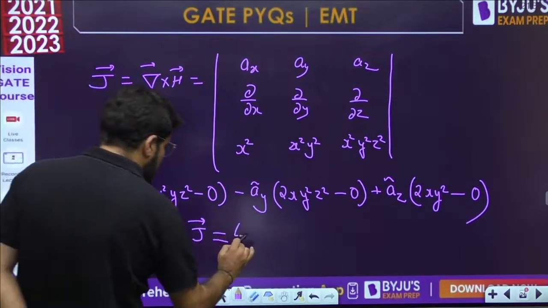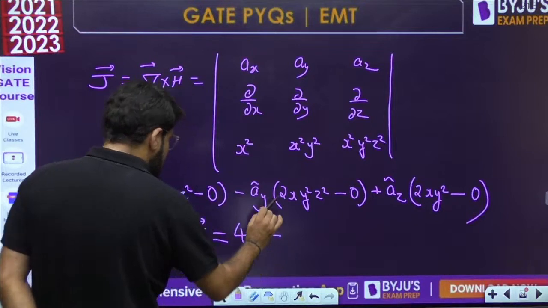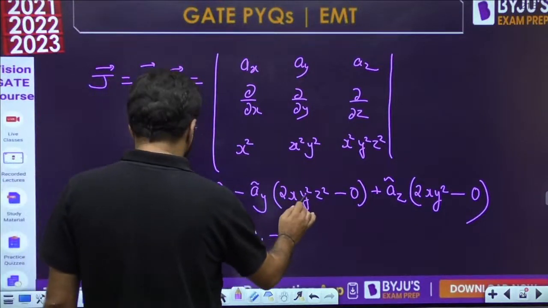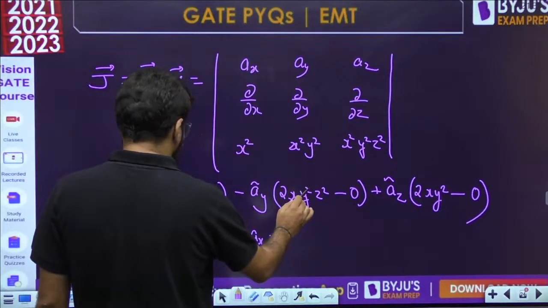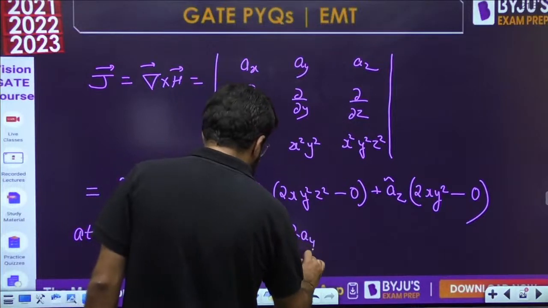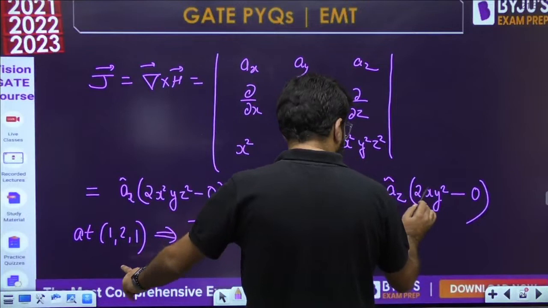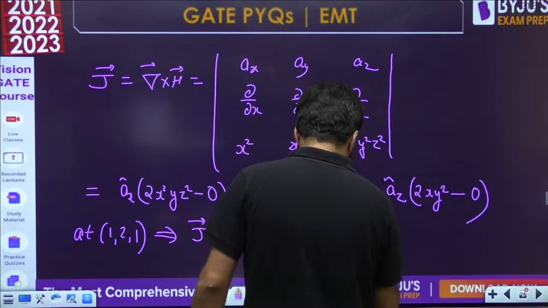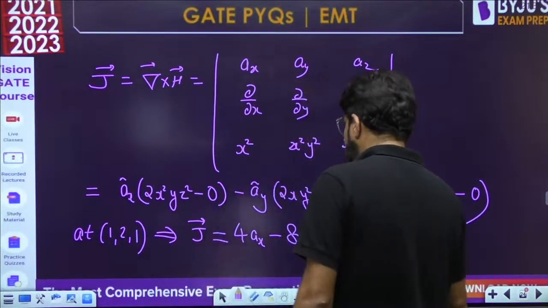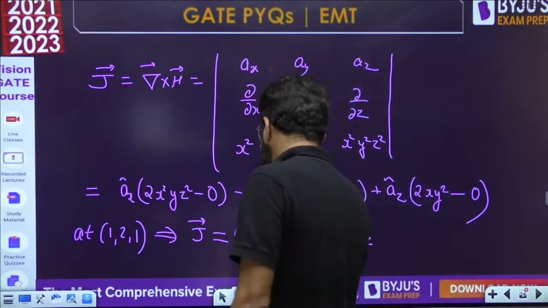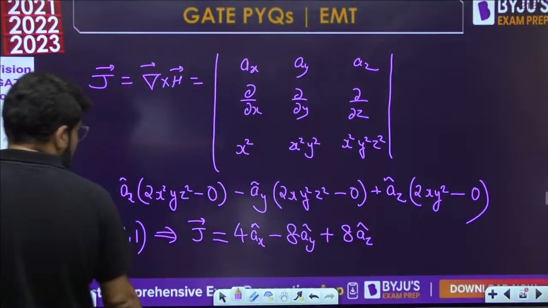2 2s are 4, so 4ax. Minus 2 into 1 into 1, and y square gives 4, 4 2s are 8, so minus 8ay. And plus again, y square is there, so y square becomes 4, 2 4s are 8, that is 8az. So J is 4ax minus 8ay plus 8az.